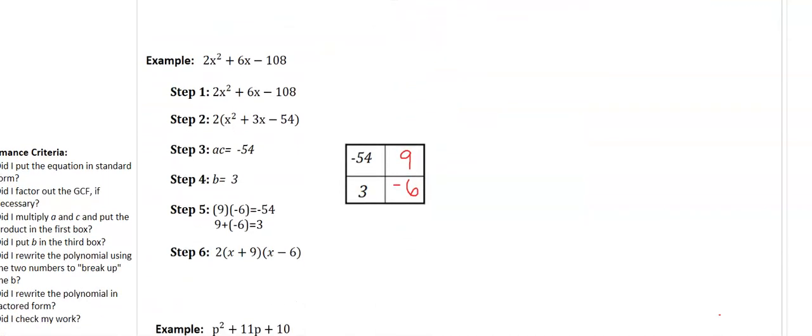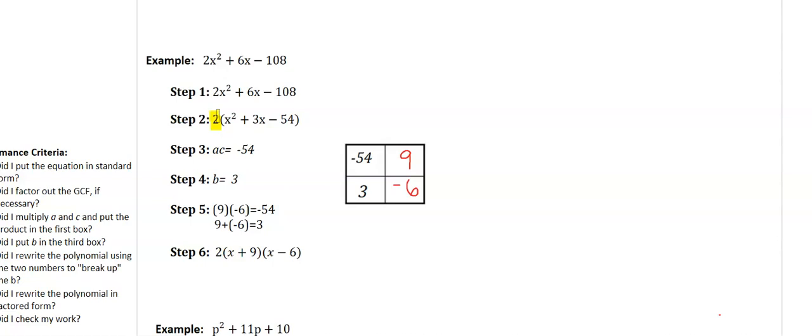So in this first example, I have 2x squared plus 6x minus 108. I notice that this has a greatest common factor of 2. So I went ahead and factored out a 2 here. When I did that, we were left with x squared plus 3x minus 54. Then I used the box, the tic-tac-toe box, to help us figure it out.